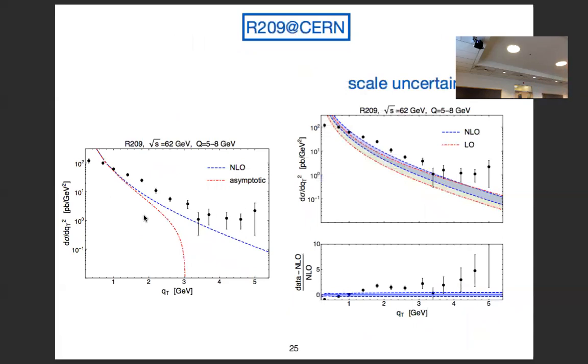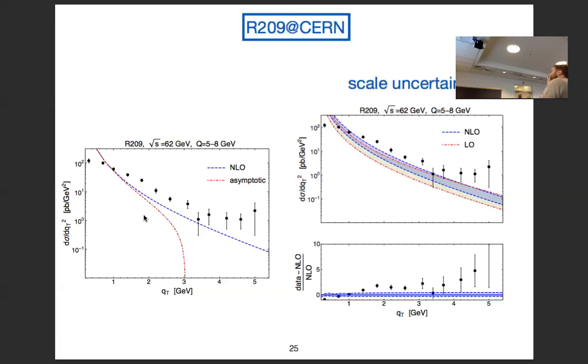When you go and see R209 at CERN, these are data, and this is the pure fixed order result, next to leading order, alpha S squared. Here you have the asymptotic term. When the asymptotic term vanishes, this signals the onset of the purely collinear region. So from here on, you have to rely entirely on fixed order results. And as you can see, you cannot.